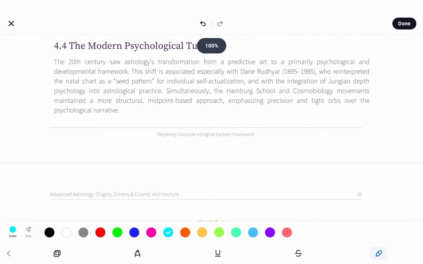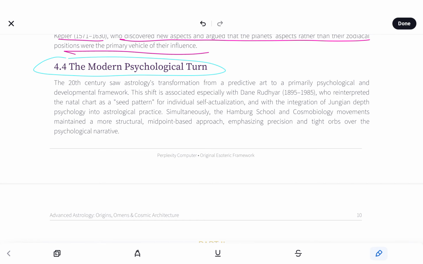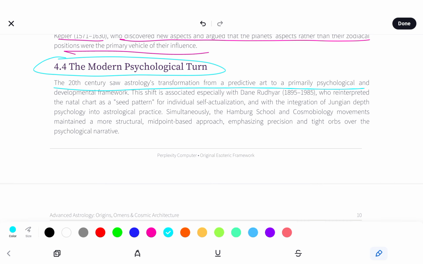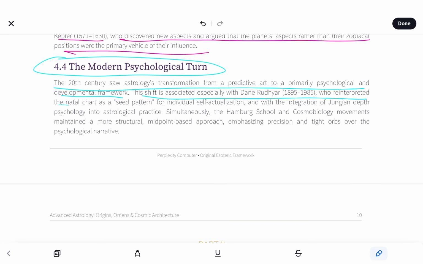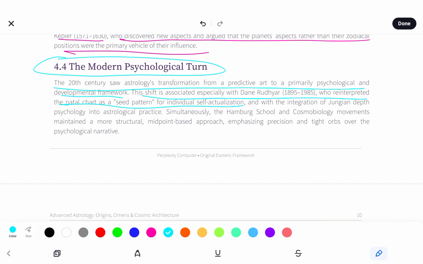The modern psychological turn. So the 20th century saw astrology's transformation from a predictive art to a primarily psychological and developmental framework. This shift is associated especially with Dane Rudhyar, who reinterpreted the natal chart as a "seed pattern" for individual self-actualization, and with the integration of Jungian depth psychology into astrological practice.